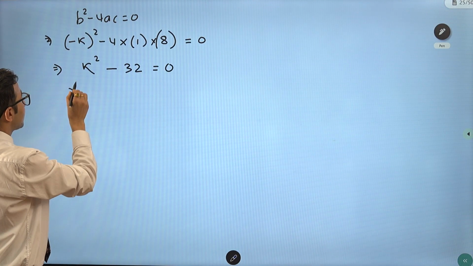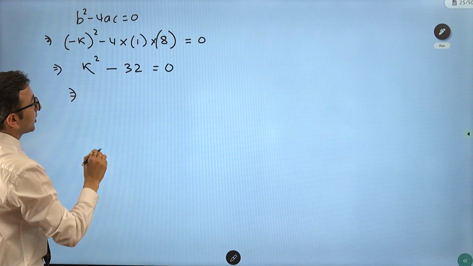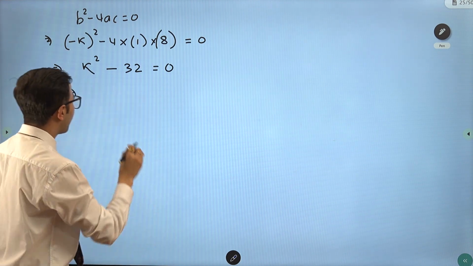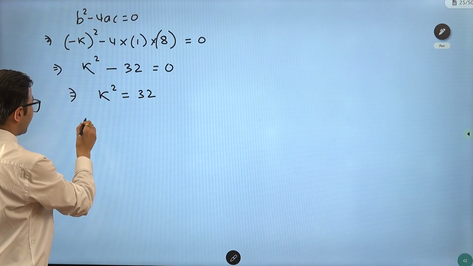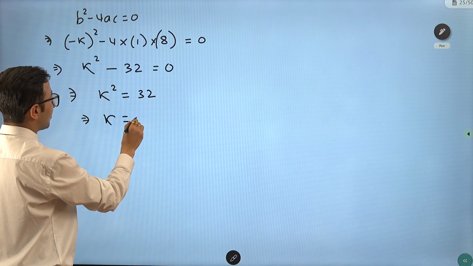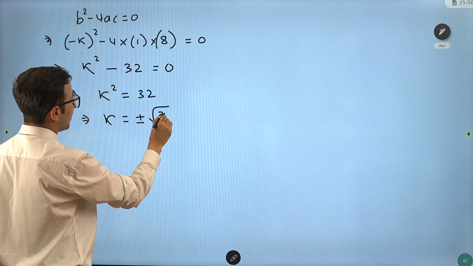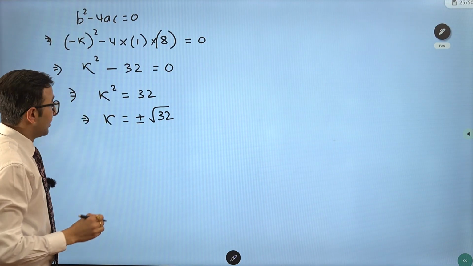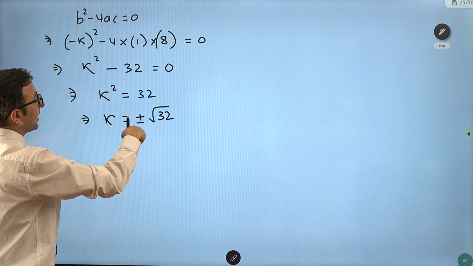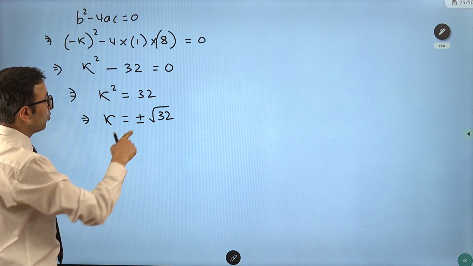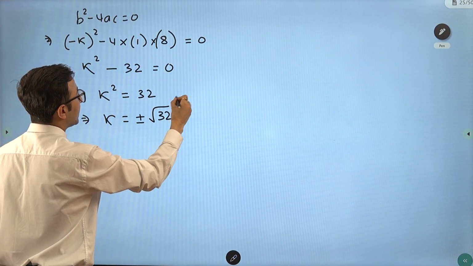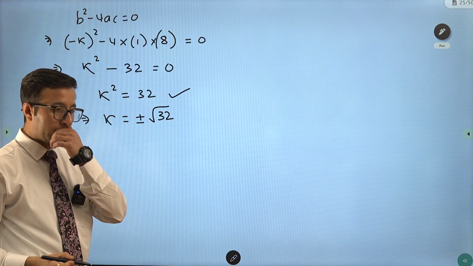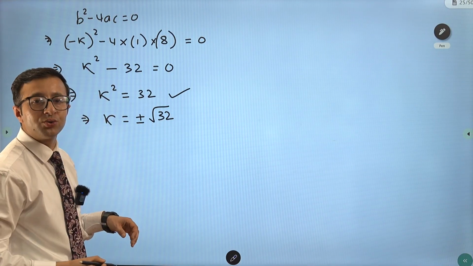So here we are supposed to get the value of k. So k square minus 32 equals to 0. Once again we are getting a quadratic equation. So k square is equals to 32, which implies the value of k is equals to plus minus square root of 32. So here we are obtaining the value of k in two signs. One is plus, another is minus, because this is also a quadratic equation. So a quadratic equation always contains two roots.